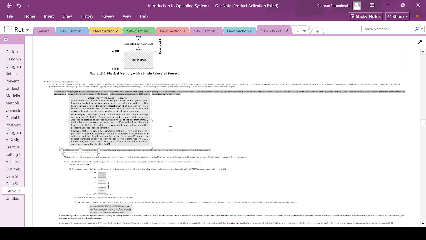In this setup, each program is written and compiled as if it is loaded at address 0. So the process thinks that it starts from 0.